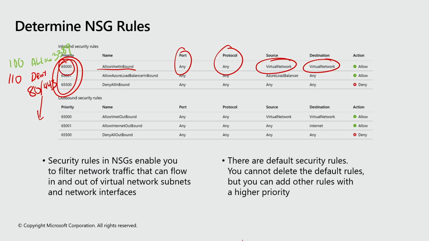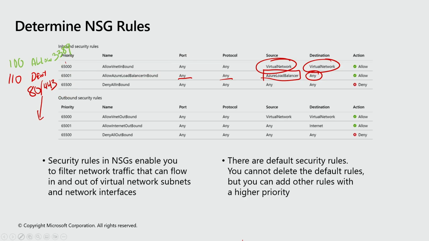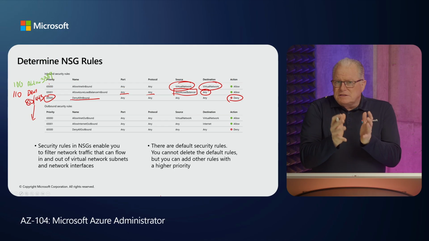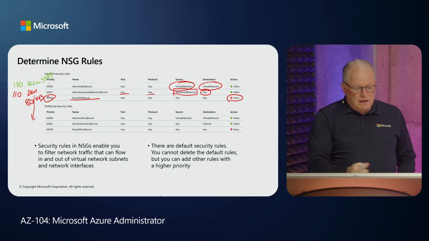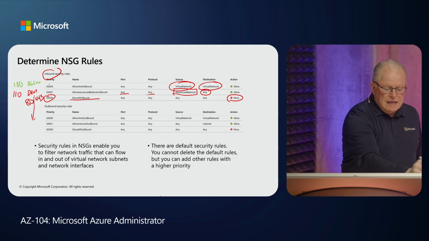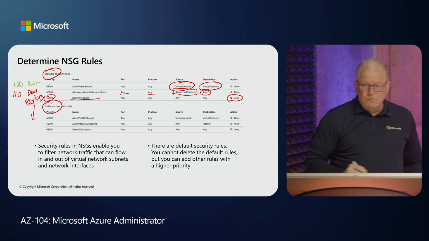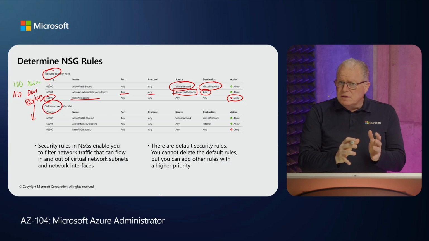We then get an Azure load balancer on any port, on any protocol. If its source came from the load balancer to any destination, it's going to be allowed. So we've got that default rule. And then the default rule is anything else is going to be a deny. So that's the default configuration for, in this case, the inbound ports, and a very similar configuration for the outbound. So know what the defaults are.